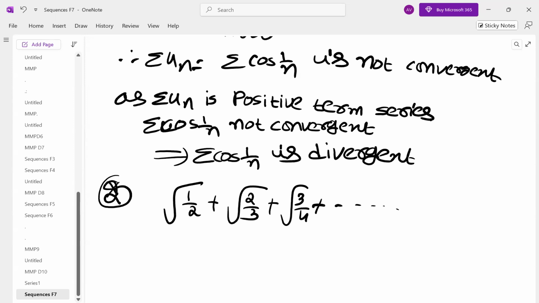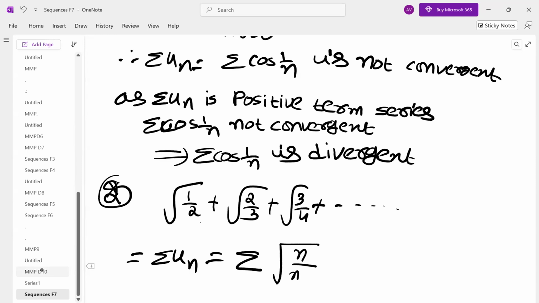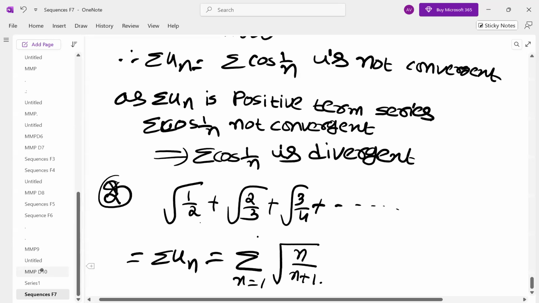Is it convergent or not? We want to know. So what is the nth term? This is summation un, which is equal to summation. What is the nth term? You see numerators, all of them are having root. Numerator, first term 1, second term 2, third term 3, nth term will be n. Denominator is 1 more than numerator, n plus 1. So if n is 1, this is 2. If it is 2, it is 3. 1 more than numerator. Now we want to know whether this series is convergent or not.